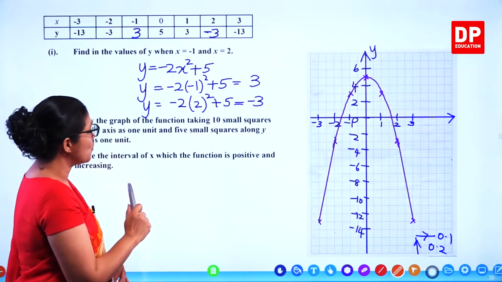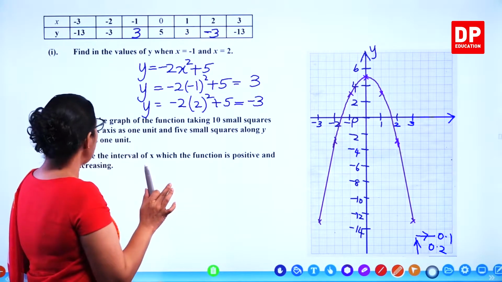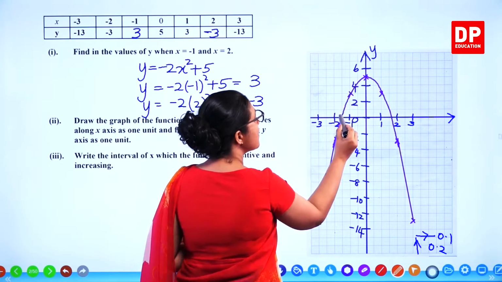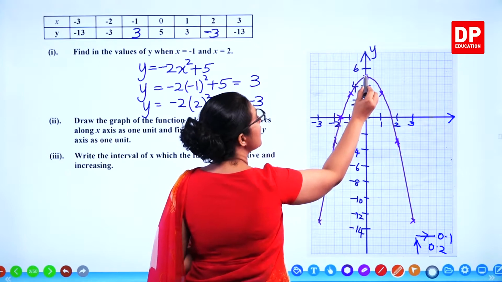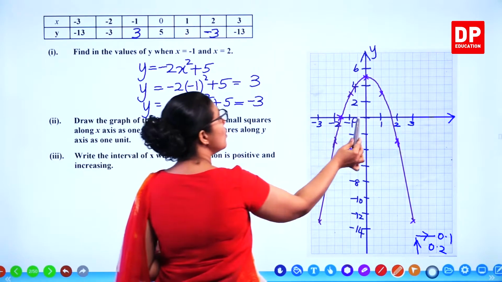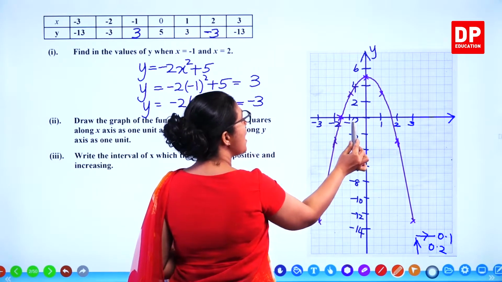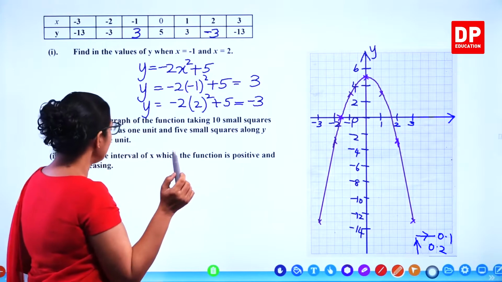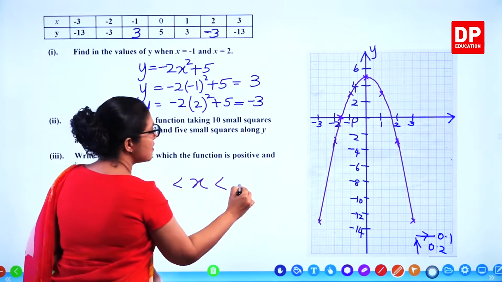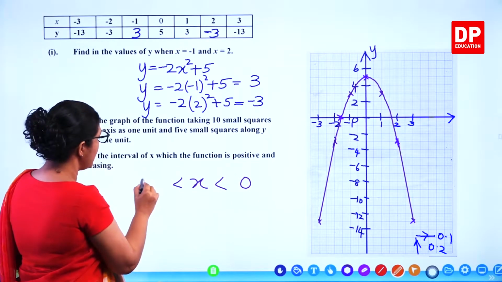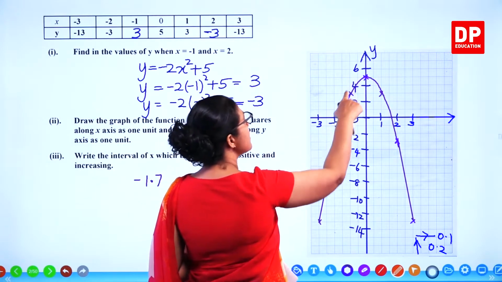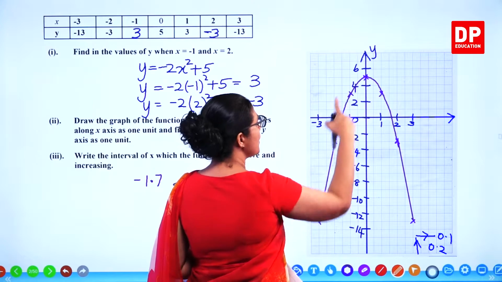Write the interval of x in which the function is positive and increasing. It is increasing, and positive, from here to here. So what are the values? Up to 0, which is this point, and from here minus 1.7. So I can write x lies between minus 1.7 and 0. It is positive and increasing up to this point.